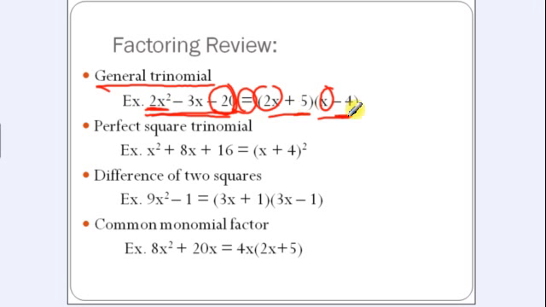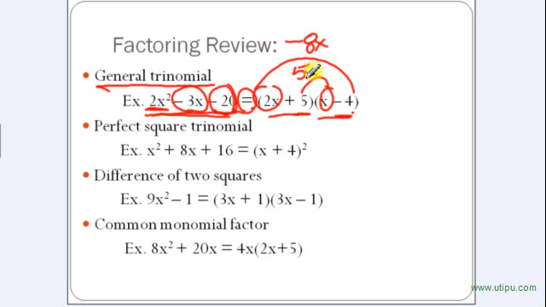But I need to make sure that the outside times outside combined with the inside times inside do in fact equal the middle term here. So I check those, and I see 2x times negative 4 is negative 8x, and 5 times x is 5x. Combine those, and I do get negative 3x. So I can see that that is factored correctly.